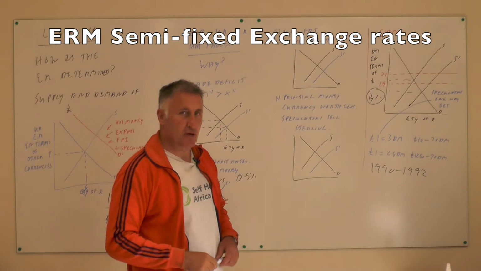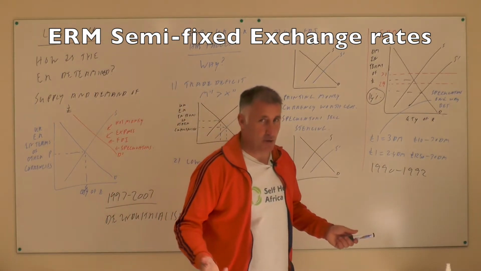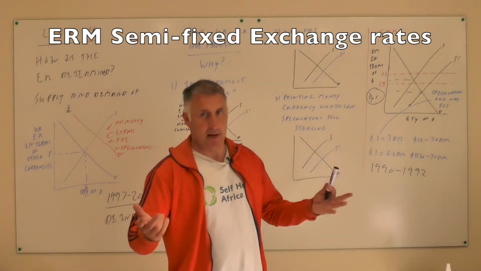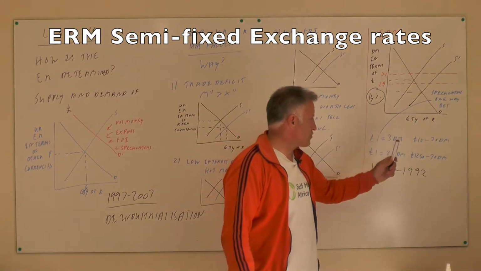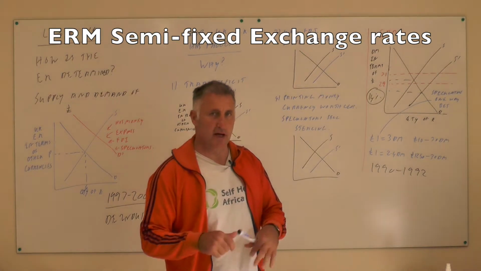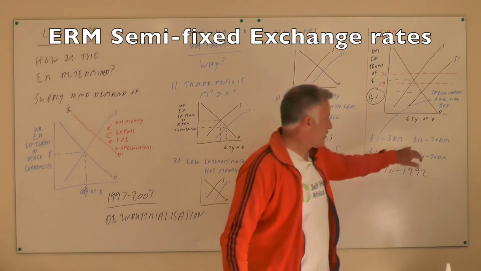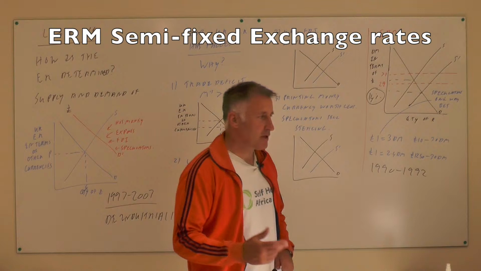Now, how did the speculators make all that money? Let's say they just speculated 10 quid. In fact, they were speculating 10 billion quid, but let's say they were speculating 10 quid. So £1 was equal to 3 Deutschmarks, so they would get their 10 quid, take it to a UK bank, and they'd get 30 Deutschmarks in return.